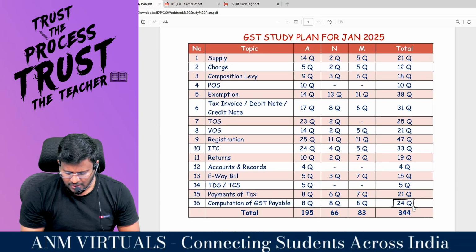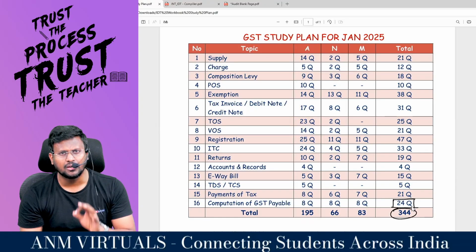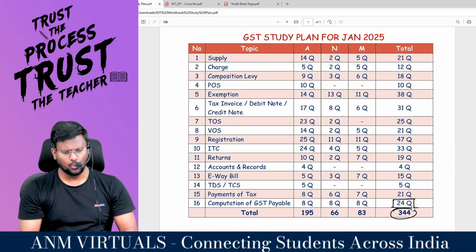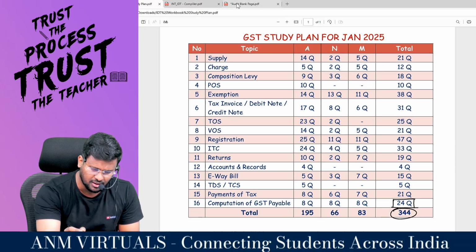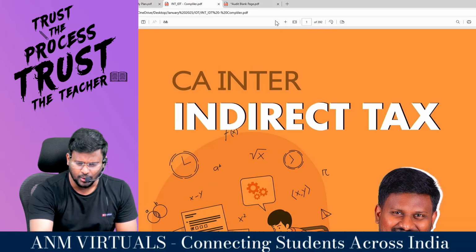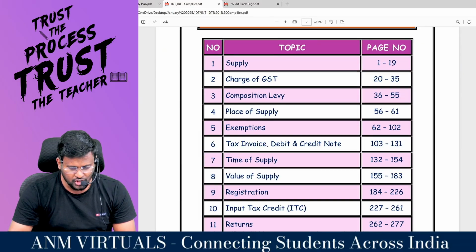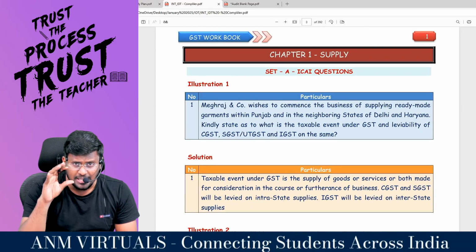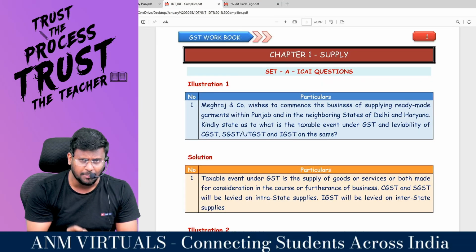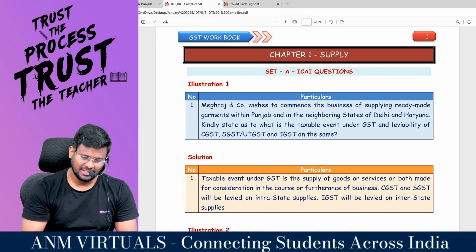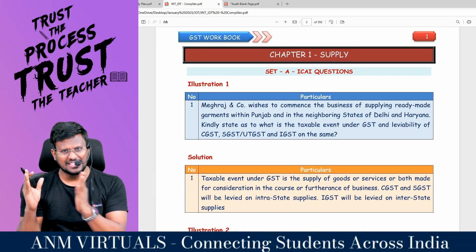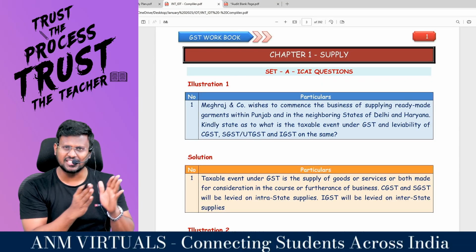From this, we made 350 questions for this January attempt. What are these questions all about, sir? My dear lovable students, this is the workbook we are using for this January, which comprises every chapter. I'm taking supply as an example. It has been classified into 3 categories: Set A, Set N, Set M.